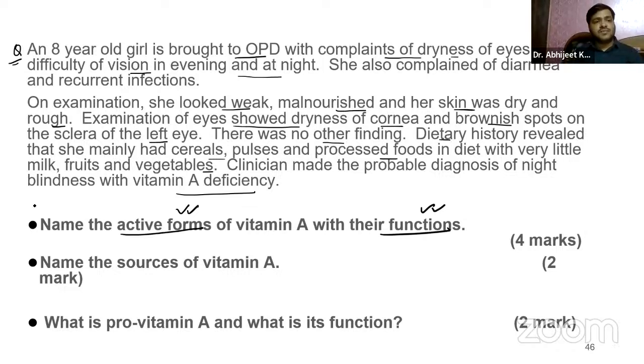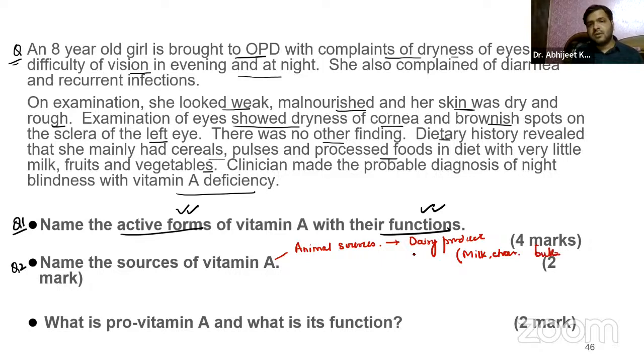Coming on to the next question, name the sources of vitamin A. So you already know we have animal sources. In animal sources, we have the dairy products, that is milk, cheese, butter. We have eggs. We have liver, of like beef, chicken, etc. The most important one, the fish oils, that is the cod liver oil, right?